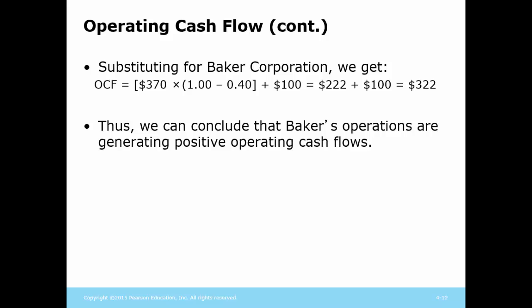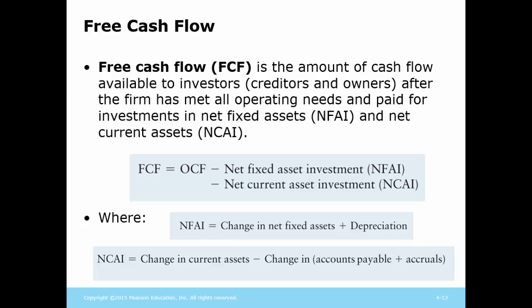So for this particular company, we had $370 as the net operating profit after tax. Add the depreciation of 100. So for this company, we end up with an operating cash flow of $322. So at least from this perspective, the analysis says this company is generating positive operating cash flows. It's creating cash from running the company.